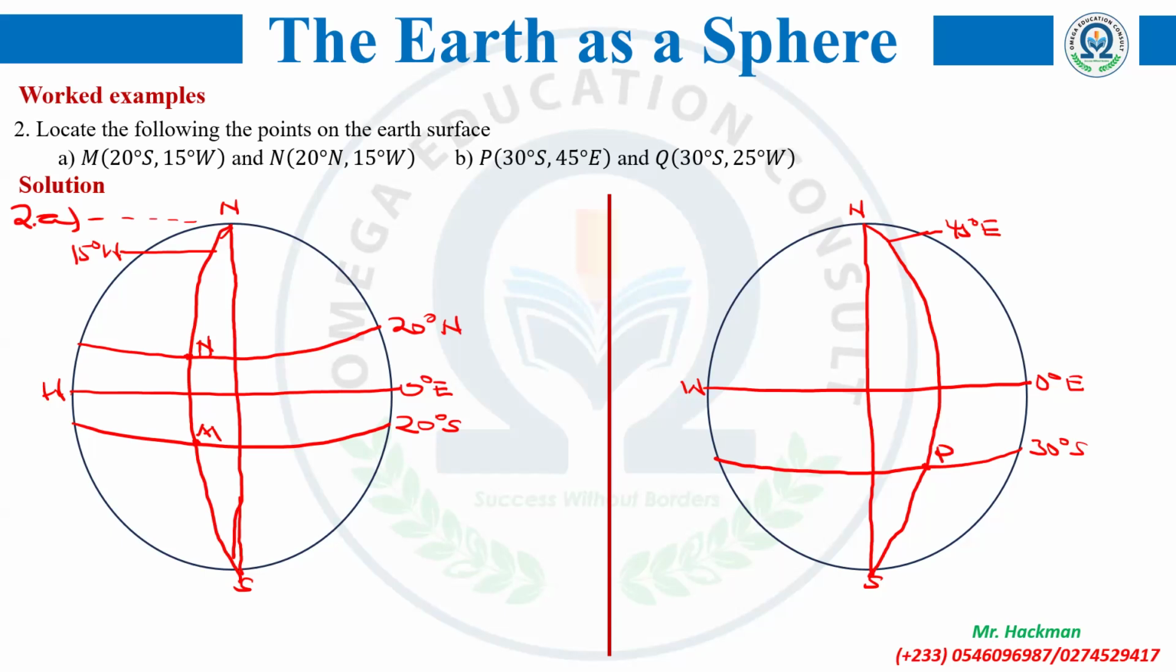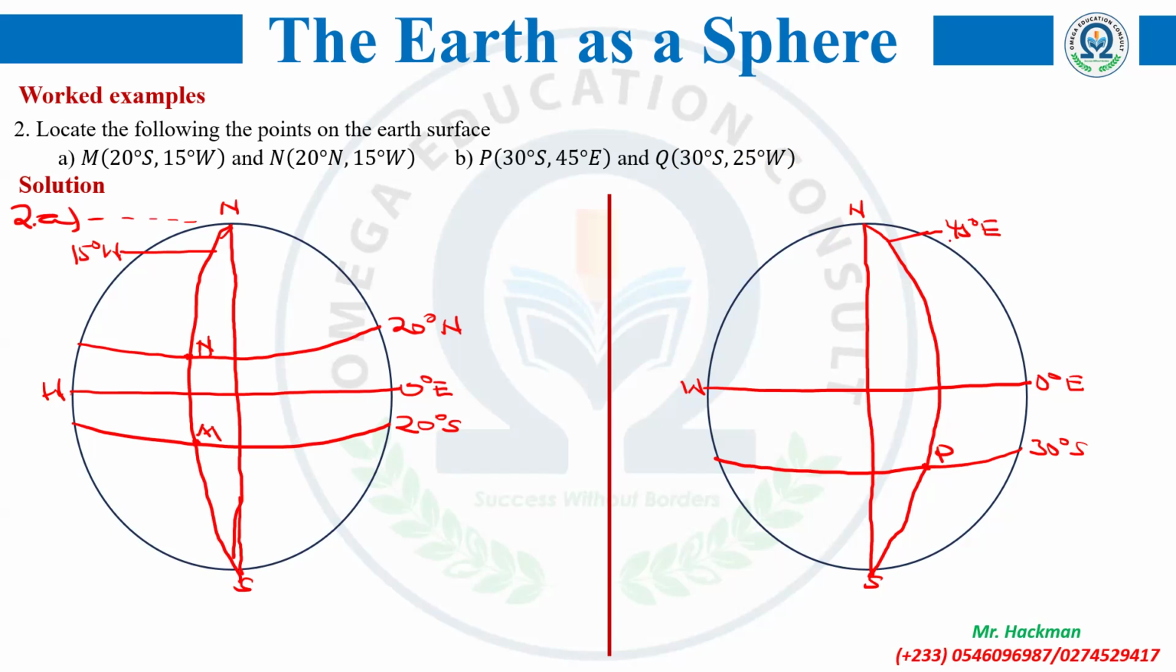All correct, my professors, is my point well made? Yes, please. Okay, so it's left with one more point, which is the Q. That one, 30 degrees south, is already drawn. Then 25 degrees west, that is not drawn. So we are going to draw that one.